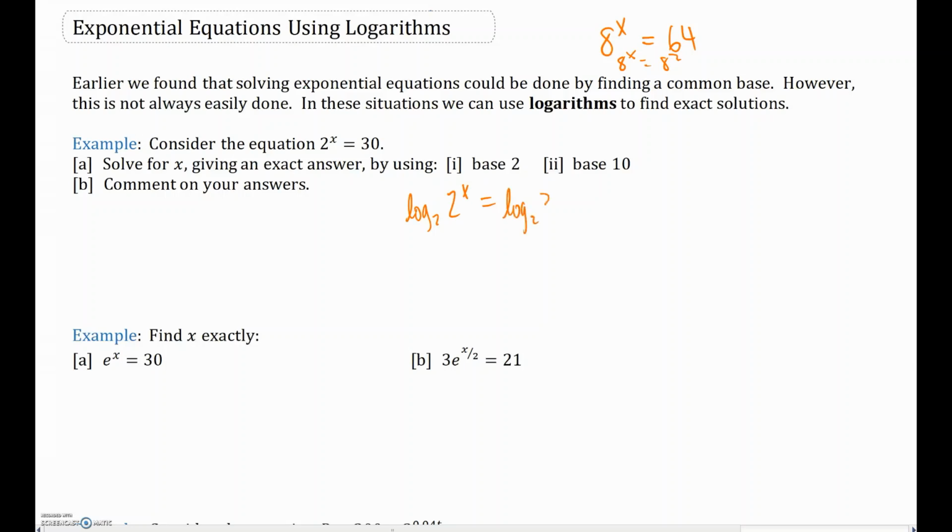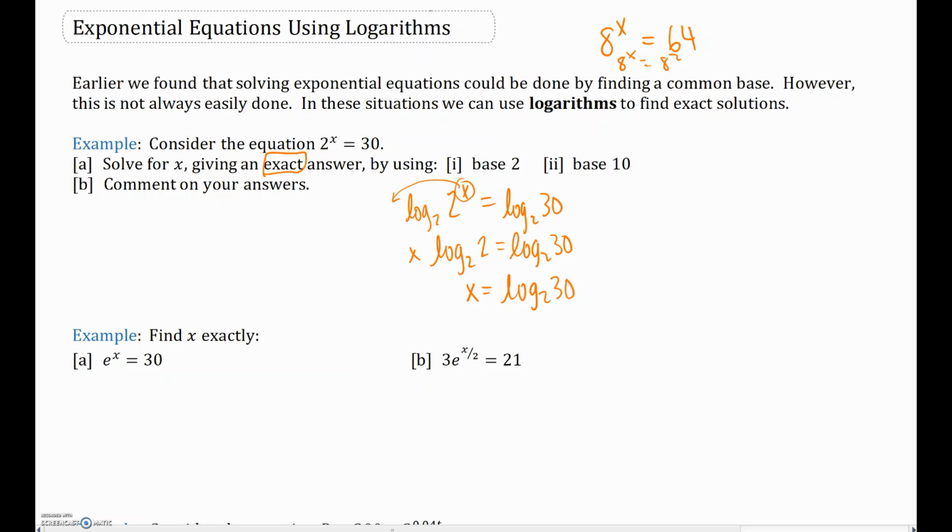Log base 2 of 30 on this side, right? The rule on exponents is that the exponent can come out in front, and you have x log base 2 of 2 equals log base 2 of 30. Log base 2 of 2 is 1, and there it is: x equals log base 2 of 30. That is the exact answer.